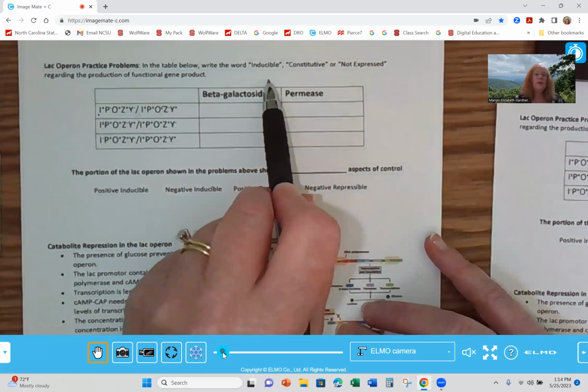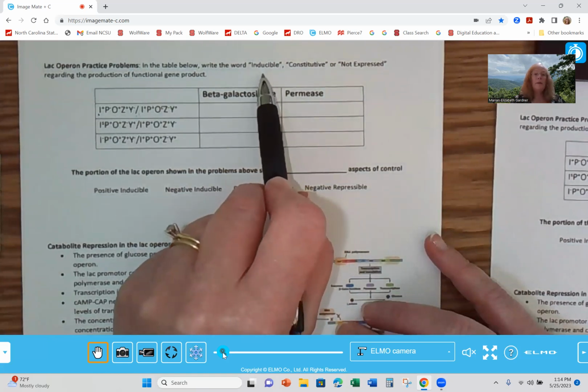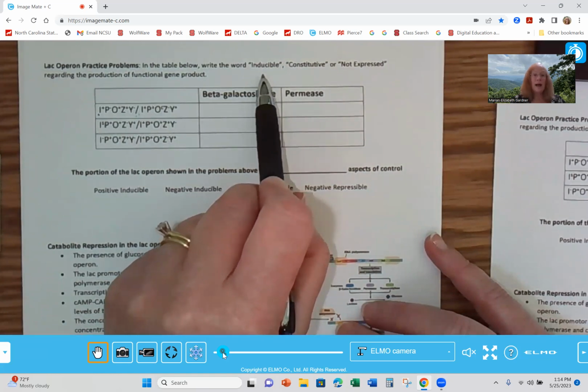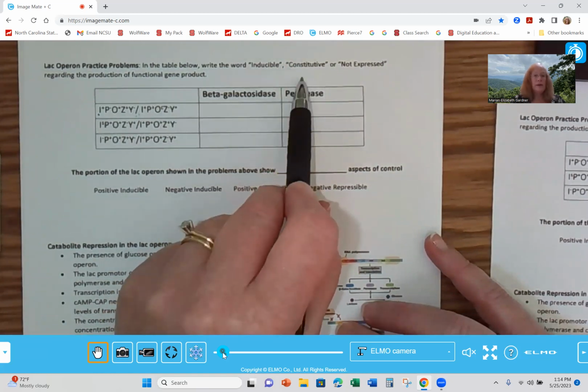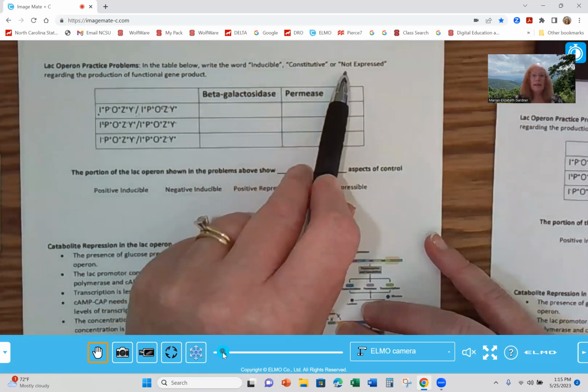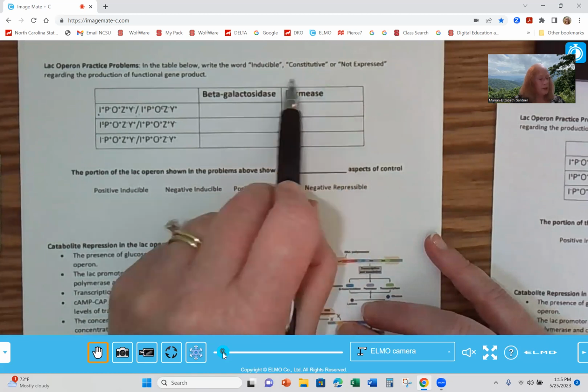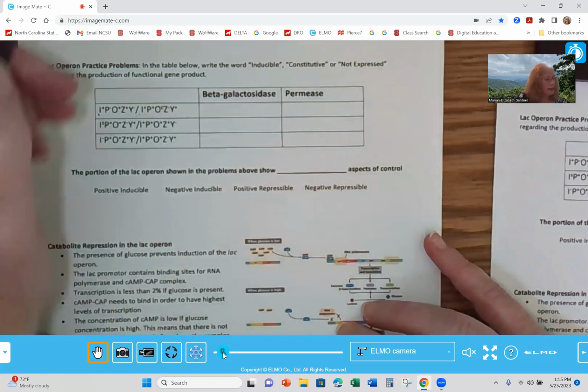And we want to use these three words. Inducible means that when lactose is present, it is produced. When lactose is absent, it is not. Constitutive means that that enzyme is produced all the time. Not expressed means it's not produced at all. So we're going to use these three words in the blanks.